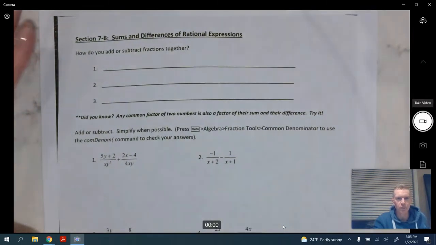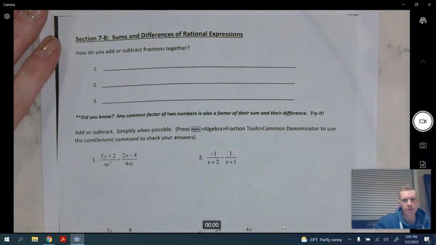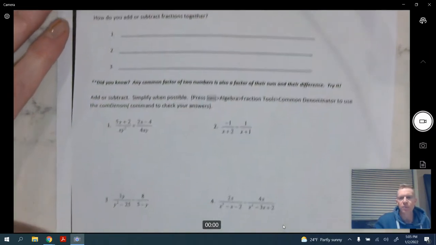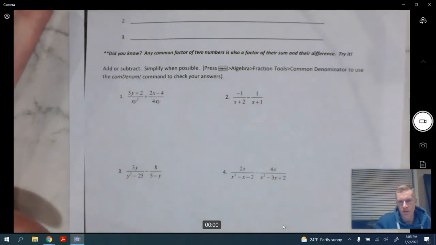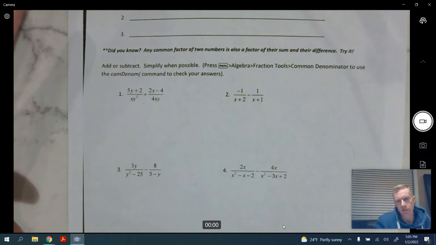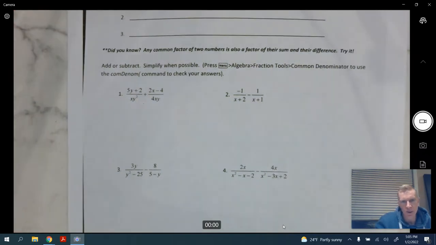Hello, and here we go again with section 7.8. I'm going to do a few of these together. This is very similar to 7.7, but instead of multiplying or dividing fractions, or rational expressions, we're adding and subtracting, which makes it a little bit more complicated, because when multiplying you can simply multiply the numerators and multiply the denominators. When you're adding and subtracting, we need to get common denominators first.